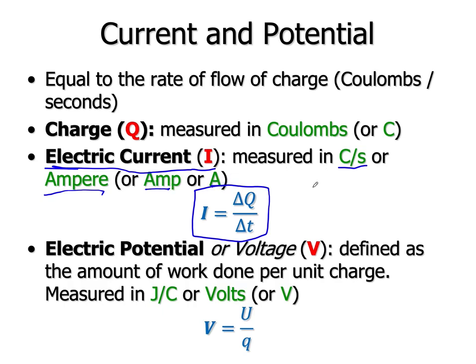So you might have something like this. You might say the current in a circuit is 5 amps. What does that mean? It means that there are 5 coulombs of charge per second flowing through the circuit at any given point.